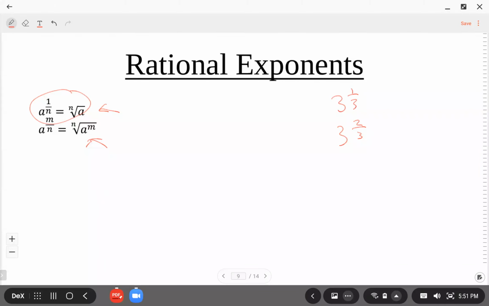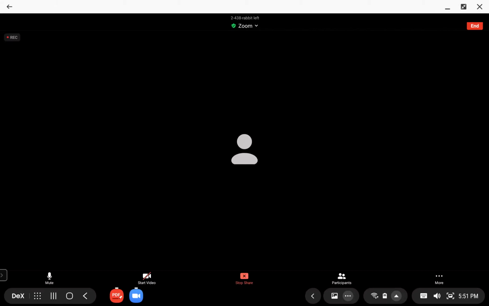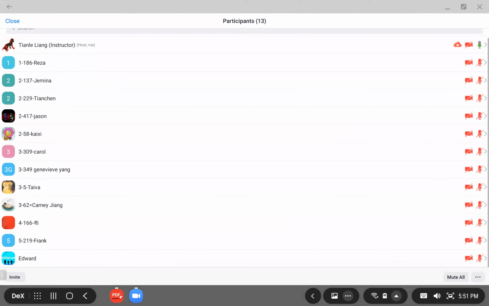So let me do it here. Basically, let's use this example. A is going to be 3, and m is going to be what's on top. So 3 squared, cube rooted. Okay, does that make sense? Are there any questions on these formulas? Any questions? No one? No comments?